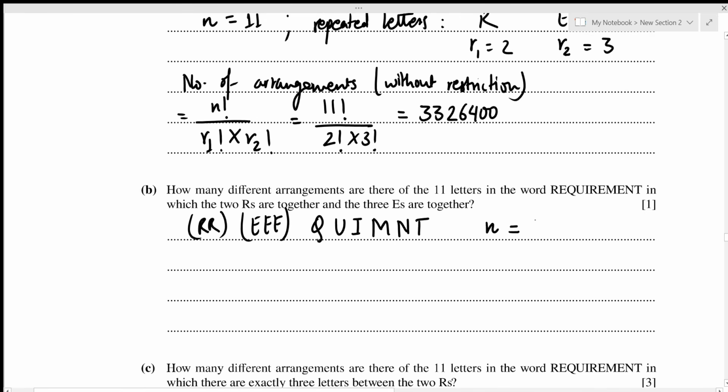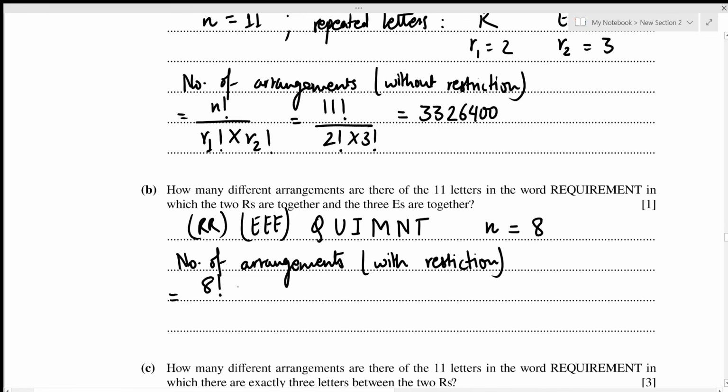So that's going to be 8. And there are not going to be any repeated letters. Alright, so the number of arrangements, but this is a case with restriction, and the restriction is that R should be together and E should be together as well. So that's just going to be the total number factorial.